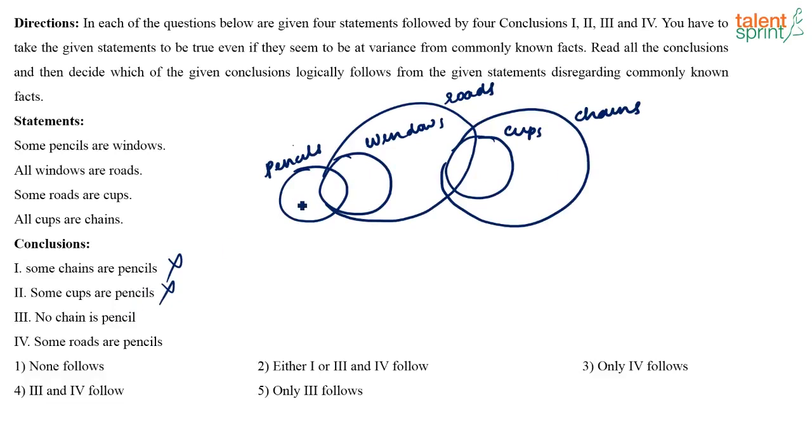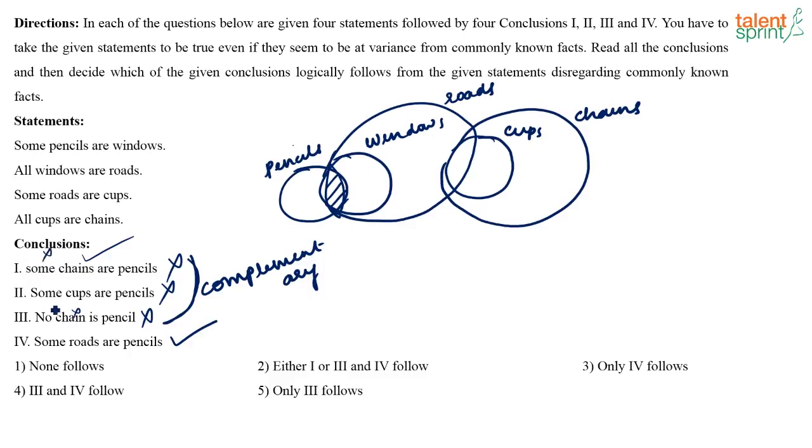No chain is a pencil. We are not sure, does not follow. Some roads are pencils. Yes, definitely some roads are pencils. So conclusion 4 follows. But here you have to see that these two conclusions are complementary pairs, right? What does complementary pair mean? Any one of the conclusions will be true. The first conclusion says some chains are pencils. Here it says no chain is a pencil. So either this conclusion will be true, then this is false.